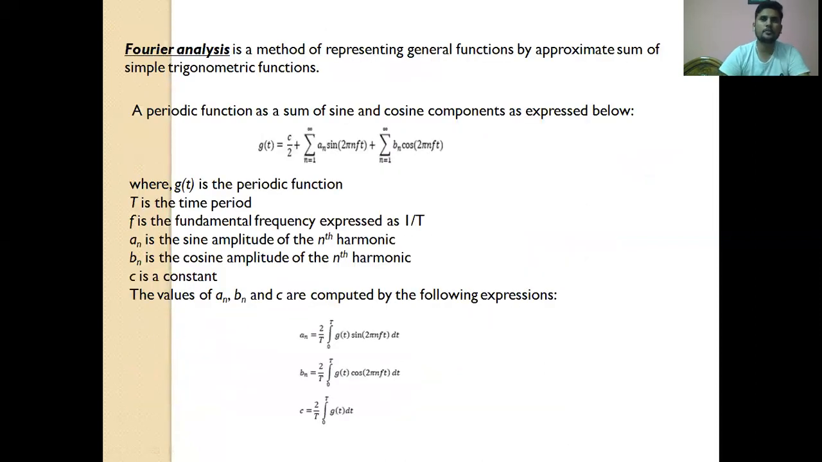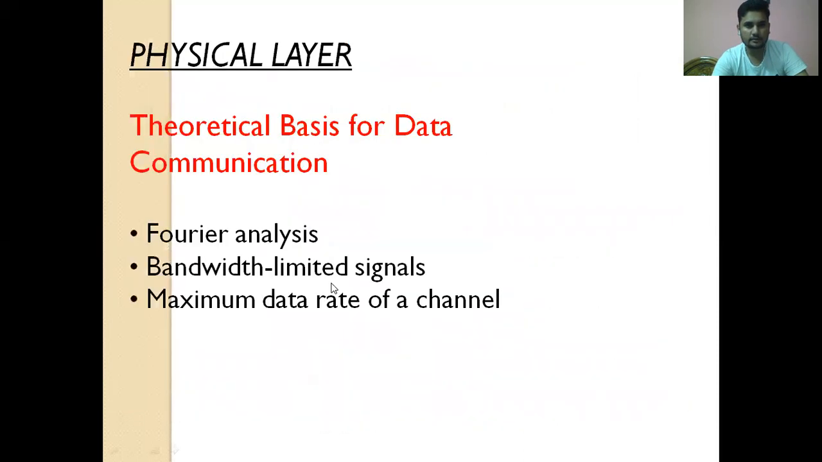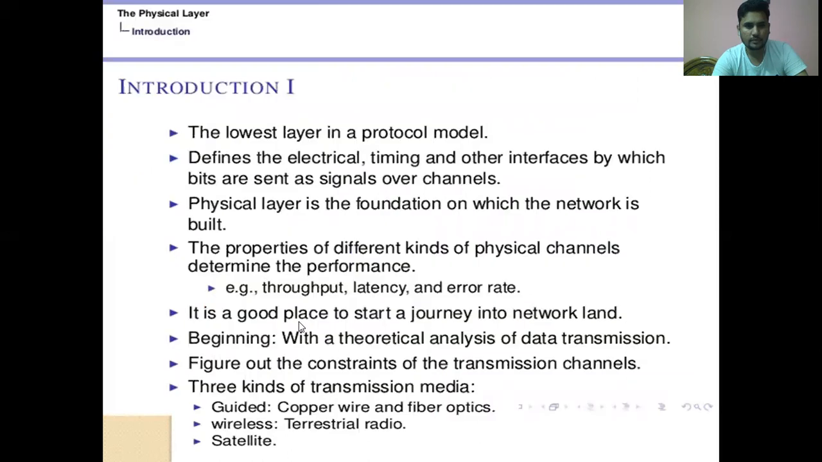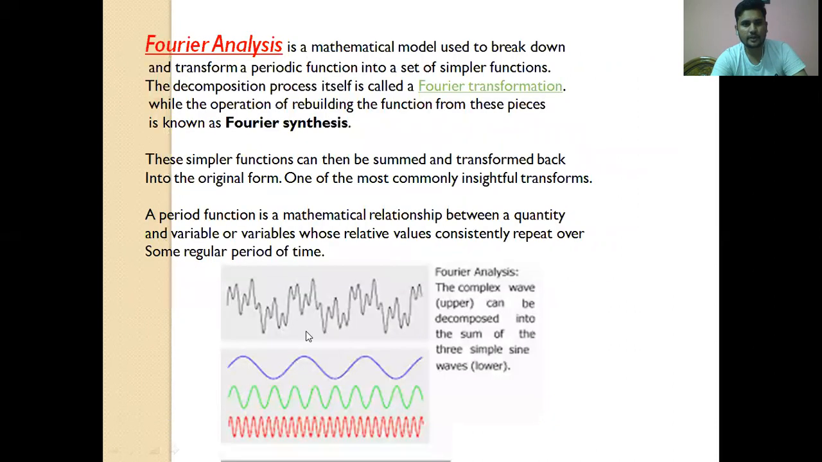The physical layer is the most important layer in the layered architecture. The physical connection establishment is done via the physical layer. So a medium is required. Here the medium may be guided, unguided, or satellite communication. There are three ways, so we'll discuss guided, wireless, and satellite mediums. Fourier analysis means the mathematical model of breakdown of signal transformation. The breakdown is called transformation, and joining it again is called Fourier synthesis.